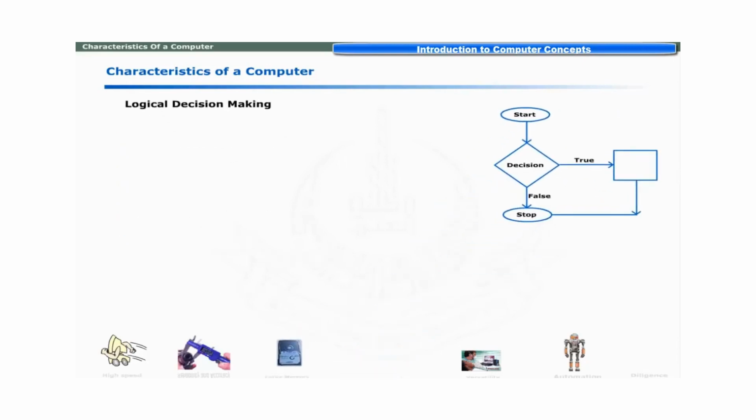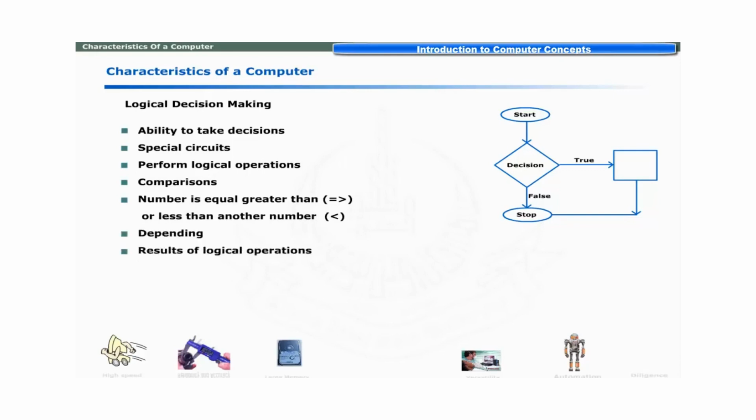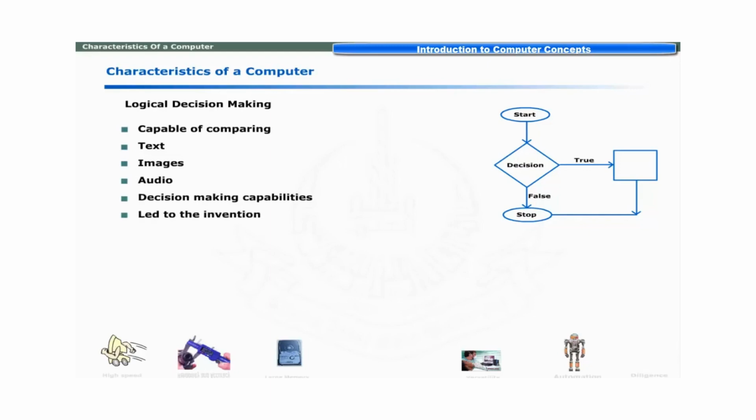Apart from computations, a computer has the ability to take decisions. The computer has special circuits to perform logical operations. Logical operations include comparisons, such as a number is equal to, greater than, or less than another number. Depending upon the results of logical operations, a computer can take appropriate actions. Computer is also capable of comparing text, images, and even audio. The decision-making capabilities of computer has led to the invention of artificial intelligent machines.